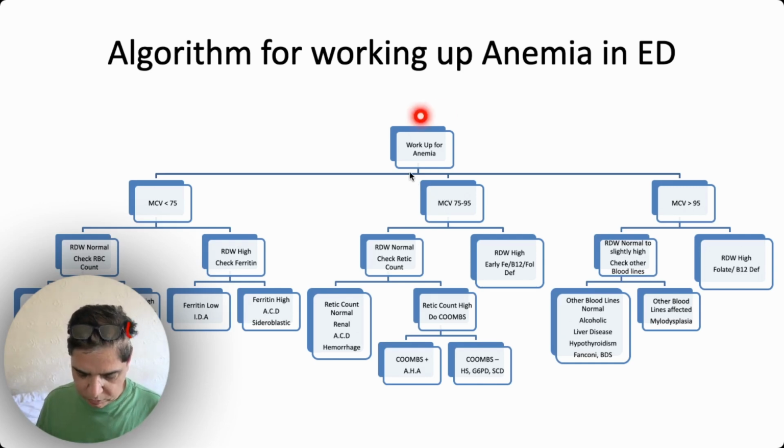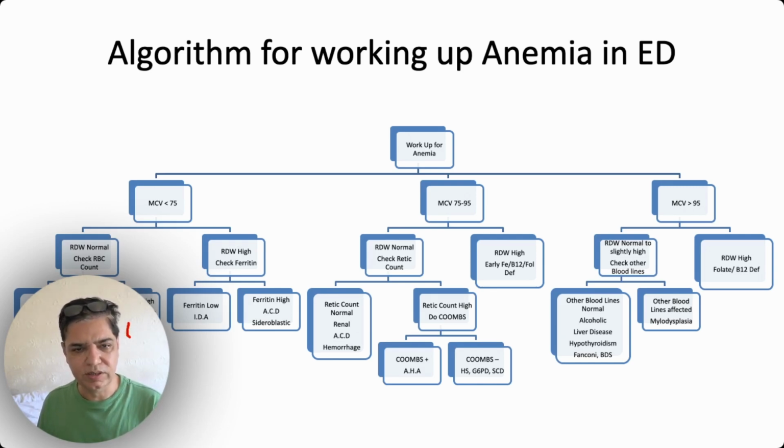If you look here, you have to do a workup for anemia. Hemoglobin is low, so you look at the MCV value. If MCV is less than 75, you look at the red cell distribution width. If it is normal, you will be checking the RBC count, because most of the time you are dealing with thalassemia traits.